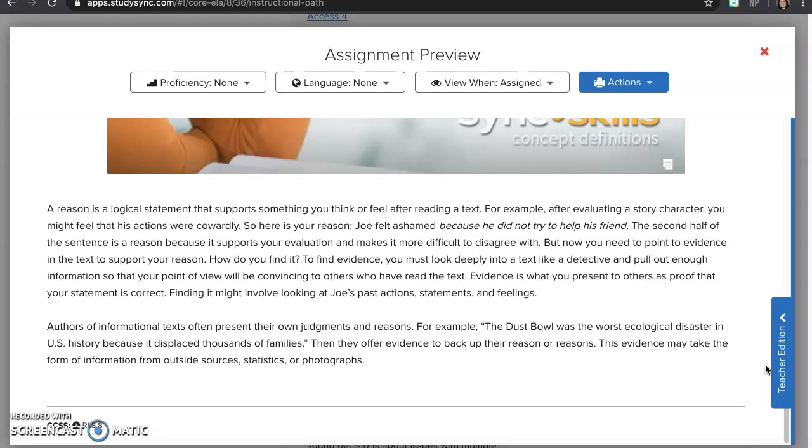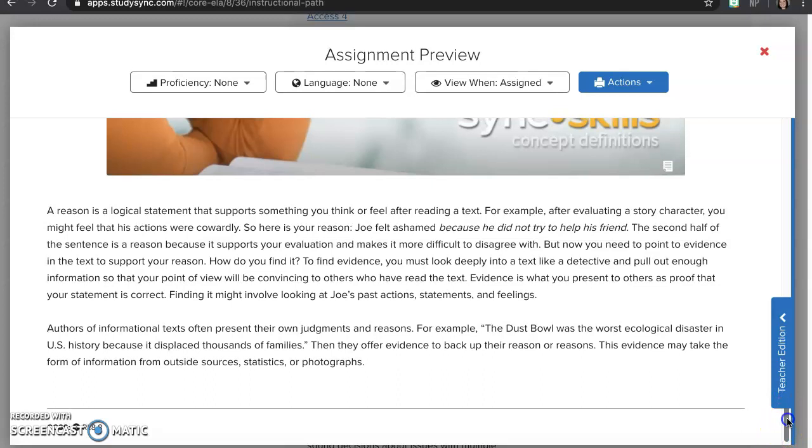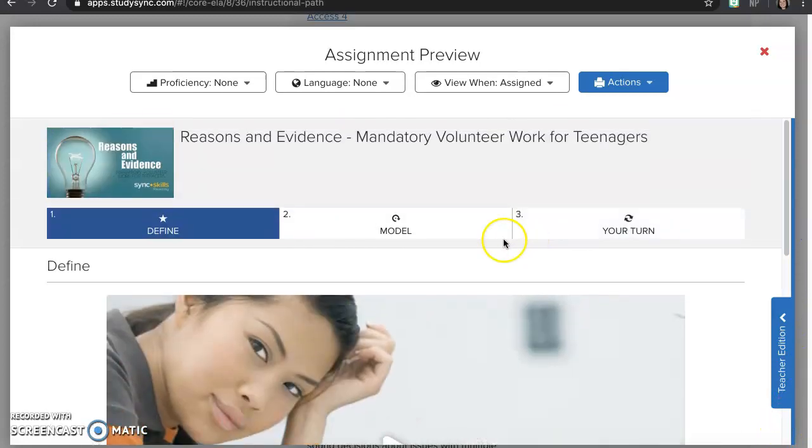Authors of informational texts often present their own judgments and reasons. For example, the Dust Bowl was the worst ecological disaster in U.S. history because it displaced thousands of families. They then offer evidence to back up their reasons. This evidence may take the form of information from outside sources, statistics, or photographs. So you have your definition again.